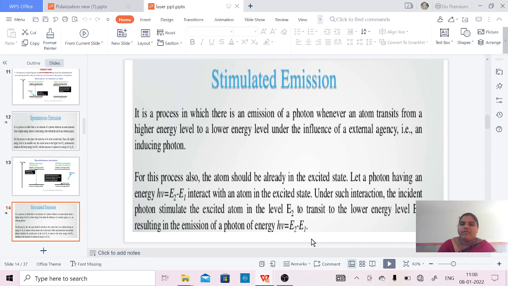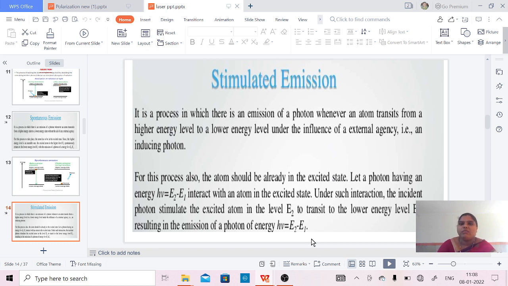Let a photon having an energy h nu equals E2 minus E1 interact with an atom in the excited state. Under such interaction, the incident photon stimulates the excited atom in the level E2 to transit to the lower energy level E1, resulting in the emission of a photon of energy h nu equals E2 minus E1.